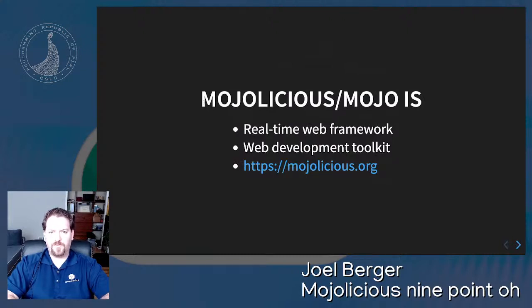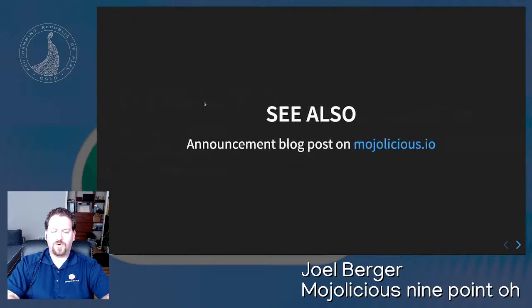Mojolicious is a real-time web framework, and Mojo is a web development toolkit. The two are designed to work together, but you can find out more about us at mojolicious.org, including all other contact information. If this were a more introductory talk, which are the kind of talks I usually give, I would describe it a bit more, but we're going to move on to the changes here. See also my announcement blog post on my Mojolicious blog, mojolicious.org. It should be the top post as of right now.